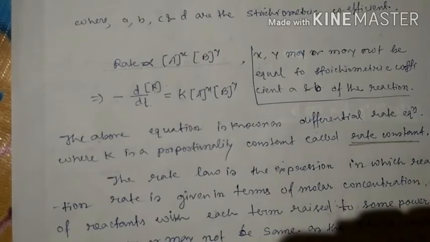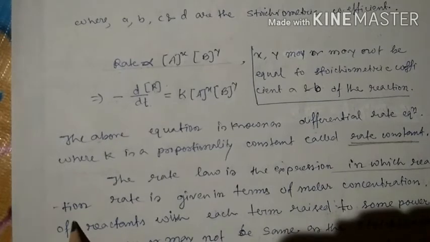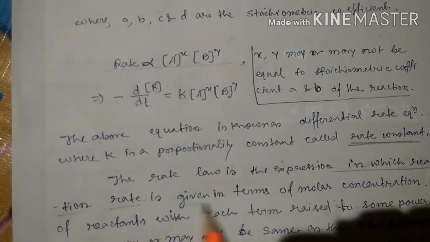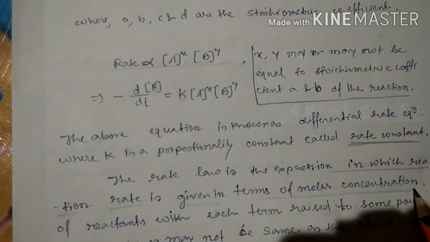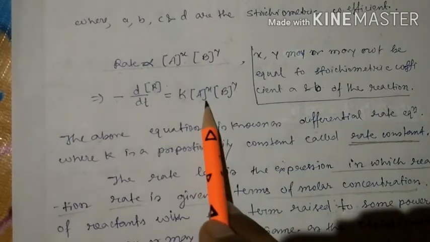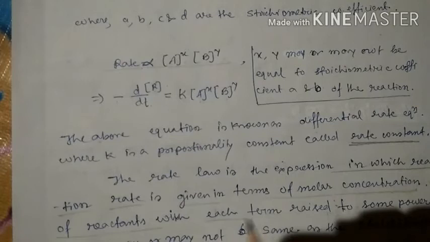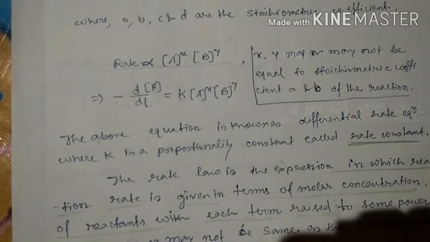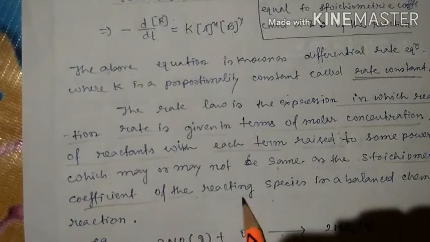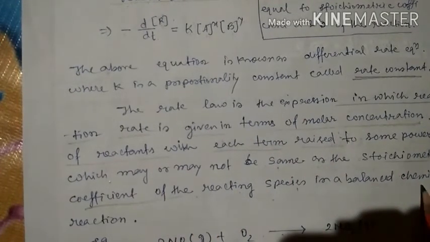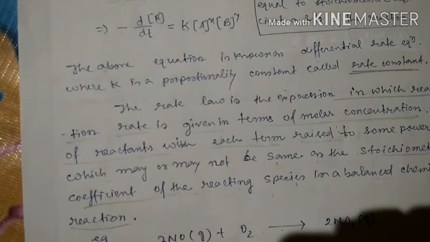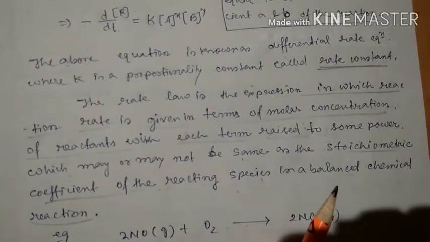Now, rate law is the expression. What is the rate law? Rate law is the expression in which reaction rate is given in terms of molar concentrations of the reactants, with each term raised to some power. This is the power, which may or may not be the same as the stoichiometric coefficient of the reacting species in the balanced chemical reaction. Remember, the chemical reaction should be balanced.